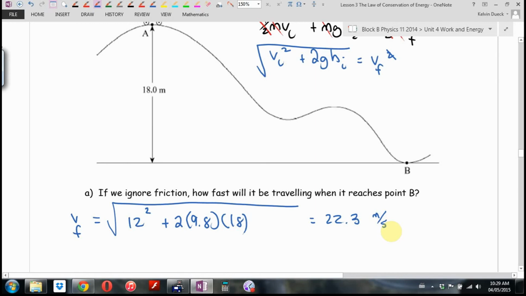Are you ready? Let's do some thinking here. What if the hill was higher? What if the height was higher? Are you going to be traveling faster, slower, or the same when you get to the bottom? If this number got bigger, how would that affect this answer? Well, if this number got bigger, what would happen to the number inside the square root? Bigger. So when you take the square root, you're going to get a bigger answer. But it's not one-to-one. Twice as big here doesn't give you twice as big here. Twice as big here gives you the square root of twice as big.